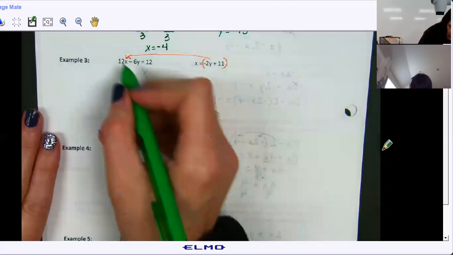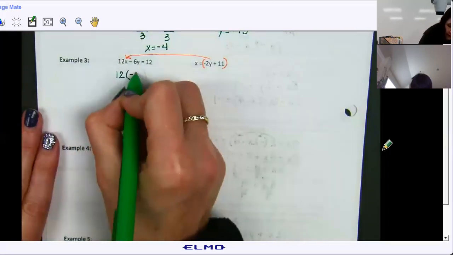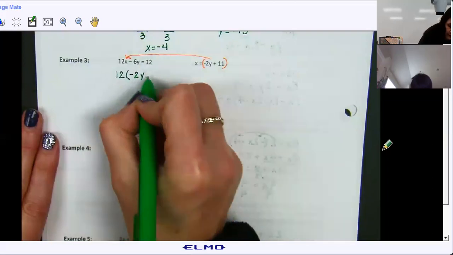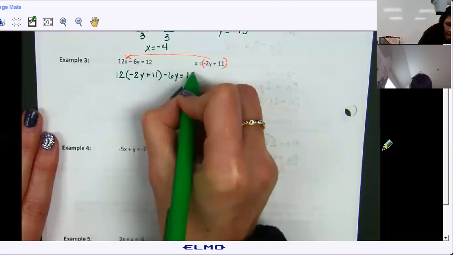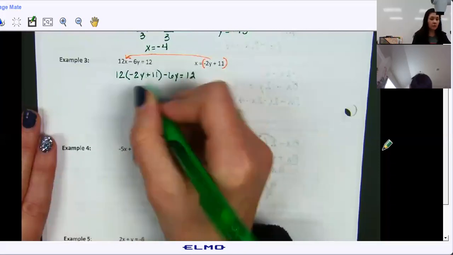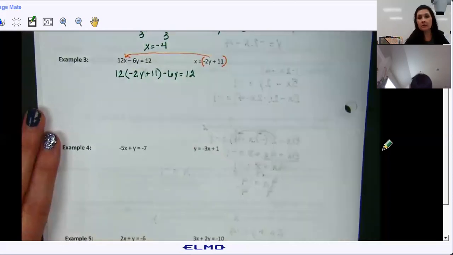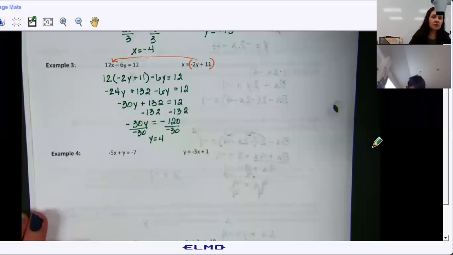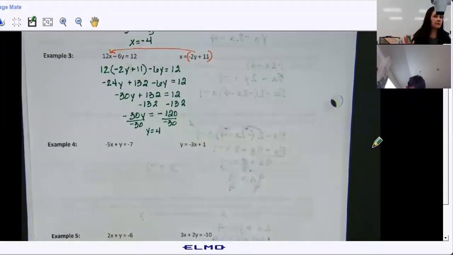So what this would look like is 12 times negative 2y plus 11 minus 6y equals 12. And I'm going to solve this equation now for y first. Okay, so I want everyone to go ahead and do that. Okay, so once you solve, you should get y equals negative 4. I mean, not negative 4, positive 4, sorry.